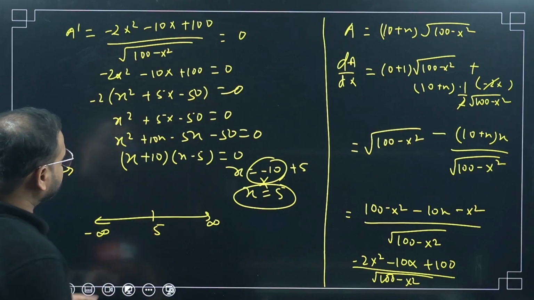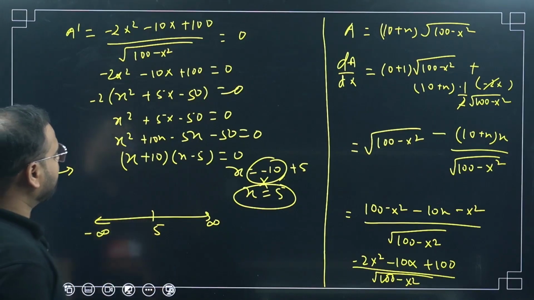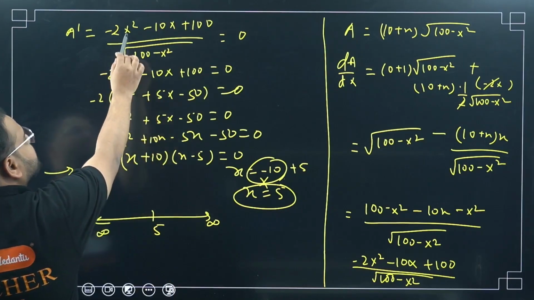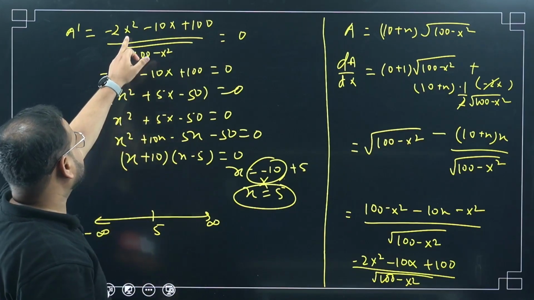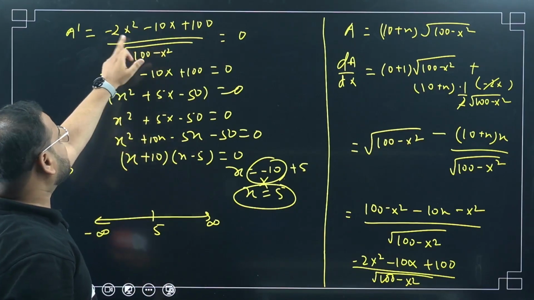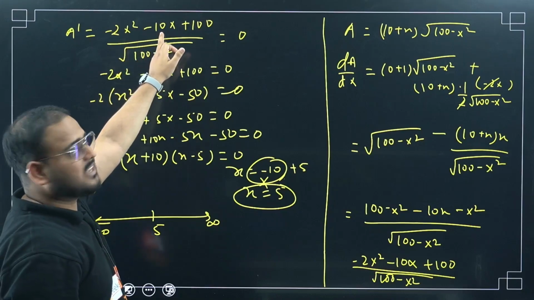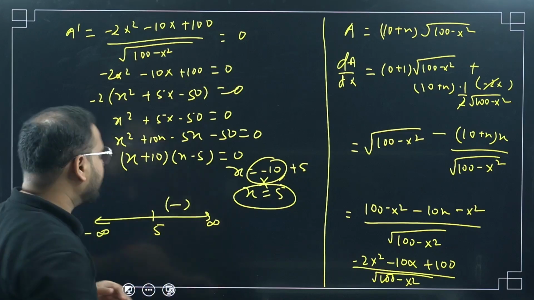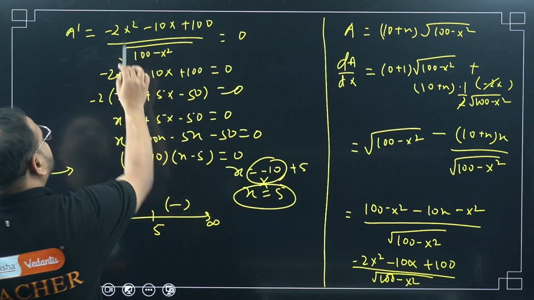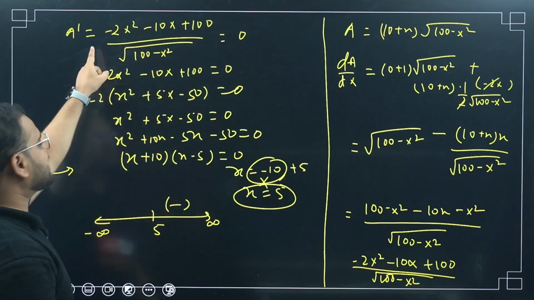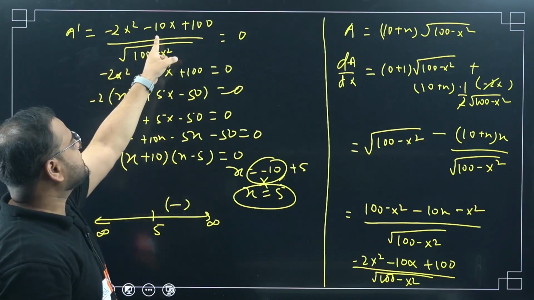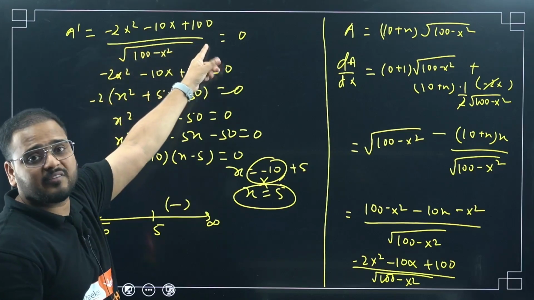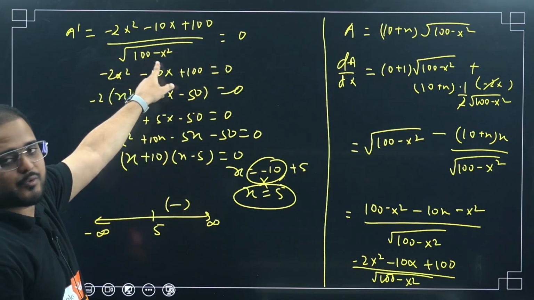So, after 5, what is happening? After 5, if you take the number 6, minus 2 times 6 square is what? 6 square will be 36. Minus 2 times 36, minus 72, minus 60. How much is that? Minus 132, which is more than 100. So, negative. The numerator is negative. This is positive. Means negative.